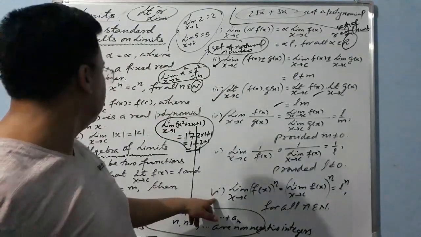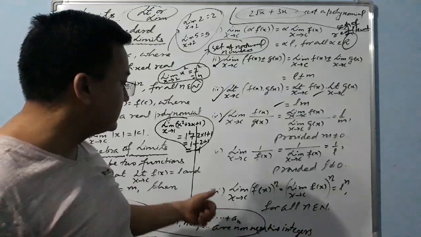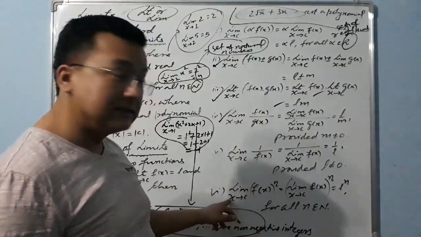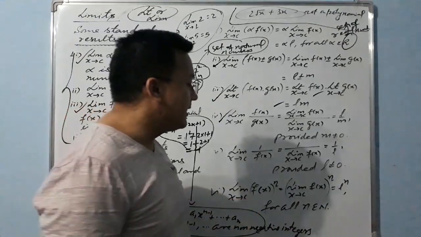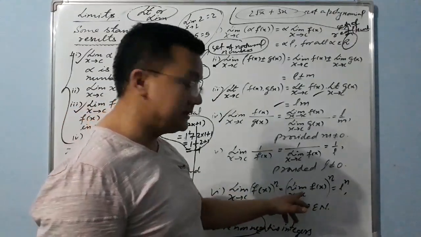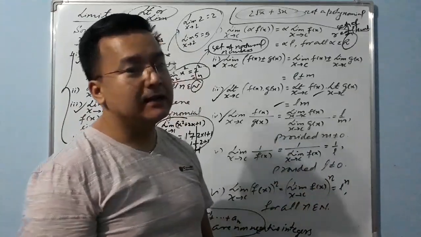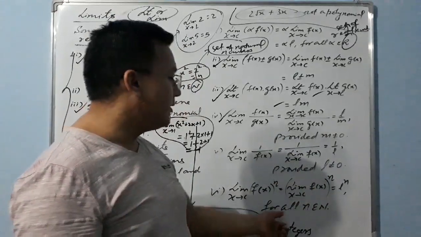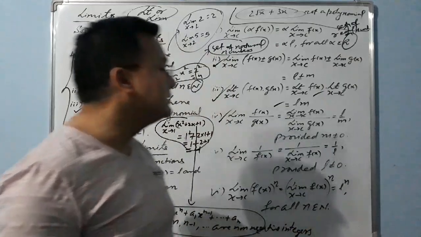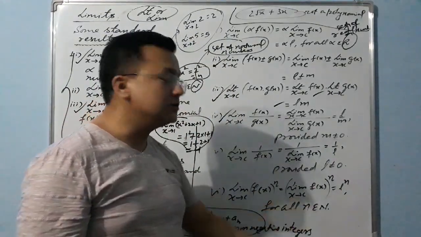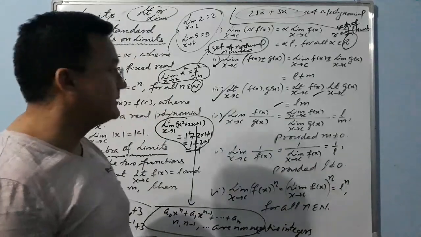The sixth property of algebra of limits: limit of f of x raised to power n as x tends to c, we can write, limit of f of x as x tends to c whole raised to power n is equal to L raised to power n, for all n belongs to N, and it works for all natural numbers, because n belongs to N means set of natural numbers.